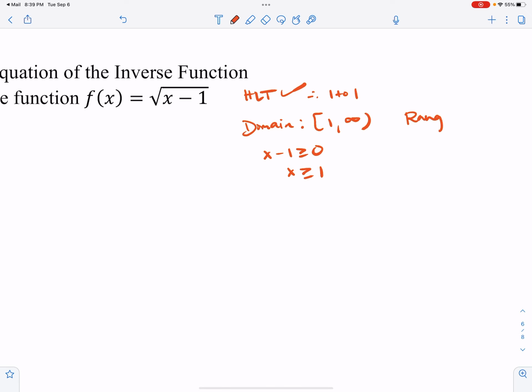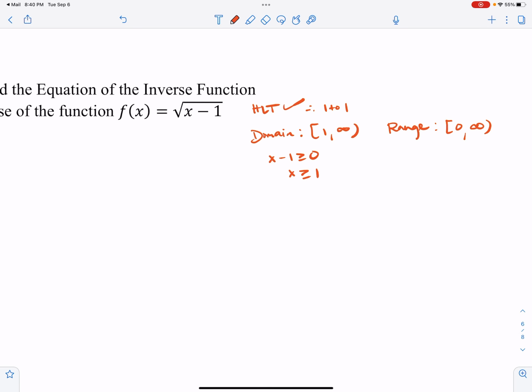And then the range, well, this is the square root of x as the parent function. That minus 1 is shifting to the right 1, so it's not doing anything to the range because there's no vertical shift. And the range of the square root of x would be 0 to infinity. Okay, so that's just thinking about the graph of the square root of x minus 1.